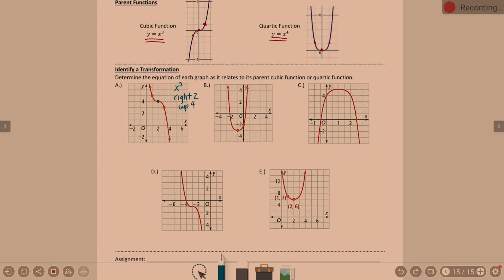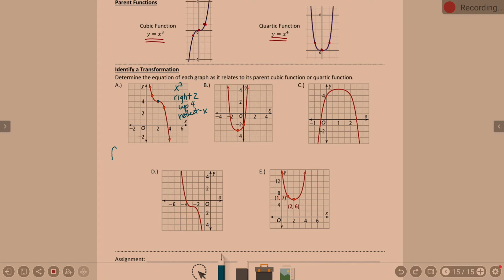A negative out front, which is a reflection. Before it moved right 2 up 4, it's taking this graph and reflecting it upside down. So the other thing you have to include in your equation is the fact that there's a reflection. It's going to be a reflection across the x-axis because you could just think of it as upside down. Although you could probably think of it as a reflection across the y-axis too, x is easier to work with. That's all the information I know. Let's write an equation.